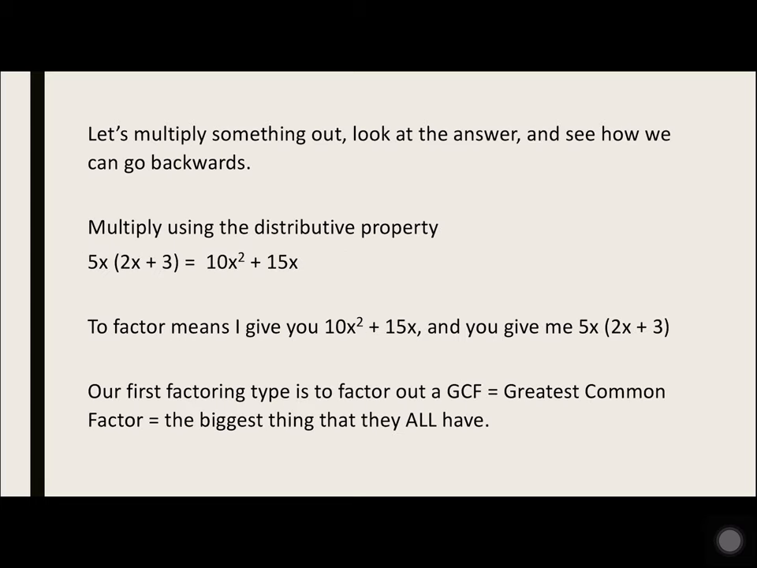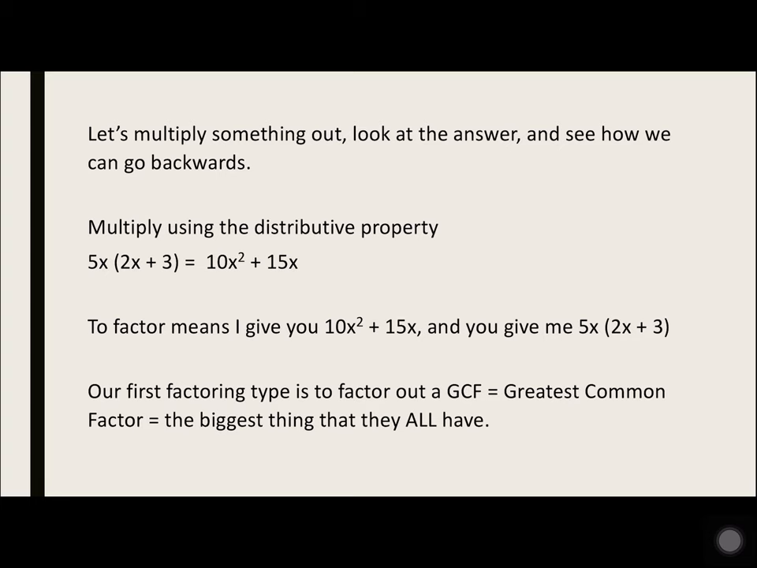Let's multiply something out, look at the answer, and see how we can go backwards. Multiply using the distributive property. 5x times 2x plus 3. 5x times 2x equals 10x squared. 5x times 3 equals 15x. To factor means I give you 10x squared plus 15x, and you give me the 5x times 2x plus 3.